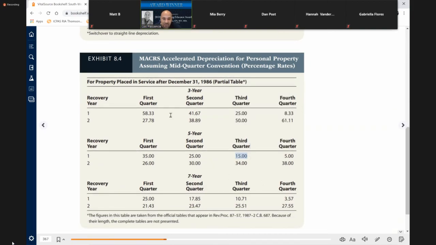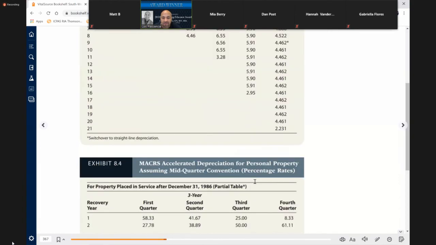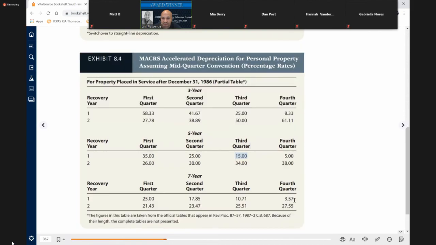So now we got to use mid-quarter for all of them. We cannot use the other table because if we placed in service more than 40% in the last quarter, that table is not allowed. We got to use the mid-quarter for all of them, except for real estate. Real estate has a different set of rules. The furniture, on the other hand, was a 7-year asset, in the fourth quarter, right? So that's 3.57. You guys see where I got that number from, right? First year, 3.57.